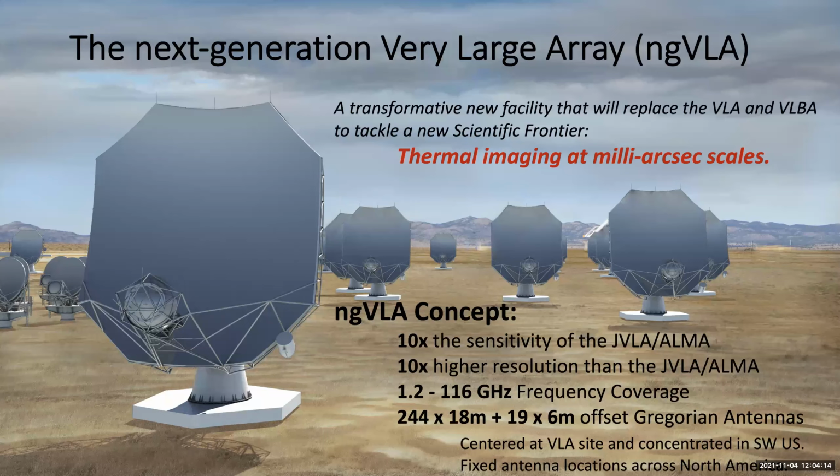There are 244 18-meter fixed non-reconfigurable antennas, as well as a 19 6-meter short baseline array to fill in the short spacing missed by the 18-meter antennas, as well as we'll use a couple of those 18-meter antennas in total power mode for zero spacing. But the facility is expected to be centered at the existing VLA site to leverage existing infrastructure, spread across and concentrated across the U.S. Southwest, and spanning across the North American continent to get those continental scale baselines that Mark was talking about.